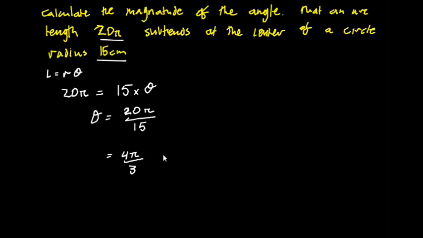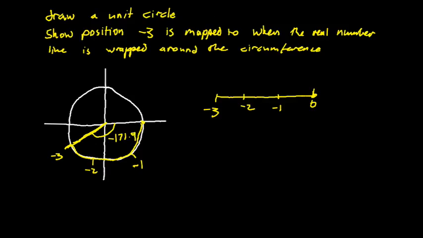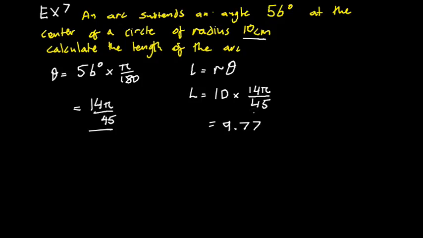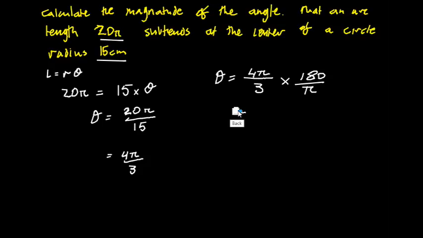Just need to convert that to degrees. 4 pi over 3 times 180 over pi to get our degrees, and we'll get 240 degrees for that. So the magnitude of the angle is 240 degrees. So that's it for 9.3.